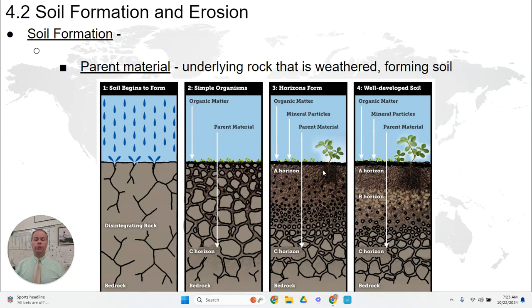In topic 4.2, our focus is on how soils form and also on soil erosion. We already started talking about this when we were discussing primary succession. We know that in the process of primary succession, we can have bare rock, which can eventually weather, beginning the formation of soil, and then biological processes can take over to enrich that soil. And so that's what we're focused on here.